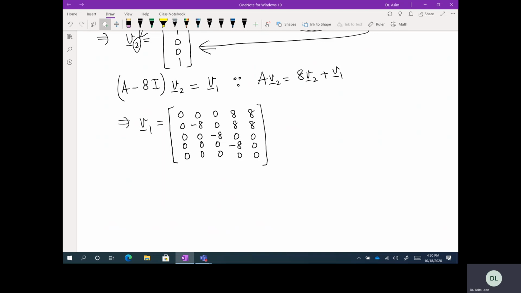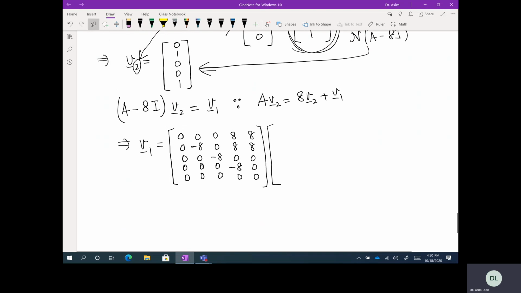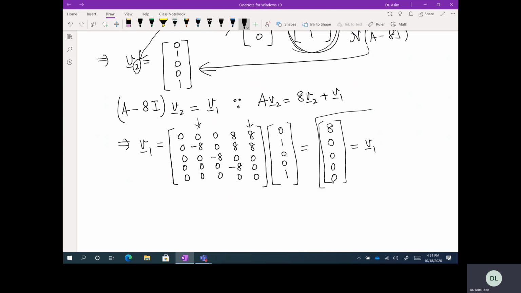into v2, which is 0 1 0 0 1. And if I do that, this is simply equal to, I am picking the second column and the last column. If I do that, this becomes 0, and 8 minus 8 is 0, 0, 0, 0. So this is v1. So we have v1 and v2 corresponding to eigenvalue 8. Good.